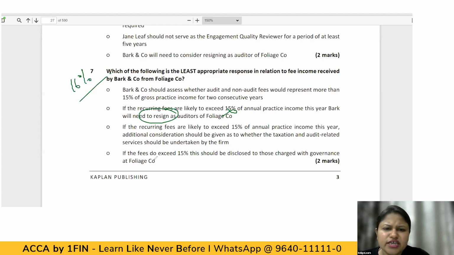No. If the fees do exceed 15%, this should be disclosed to TCWG. This should be disclosed. Okay.